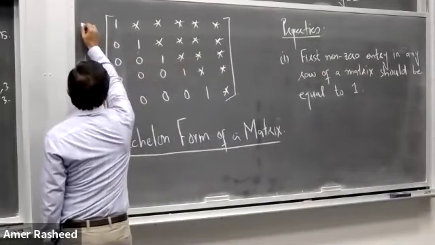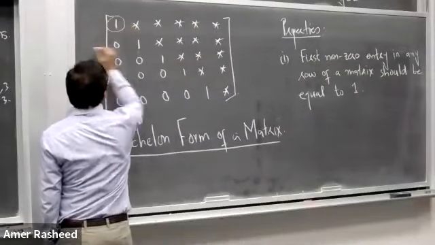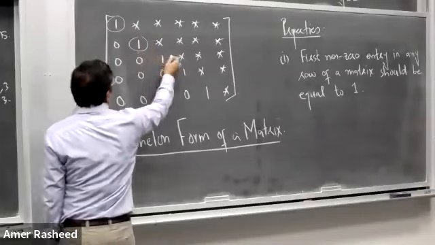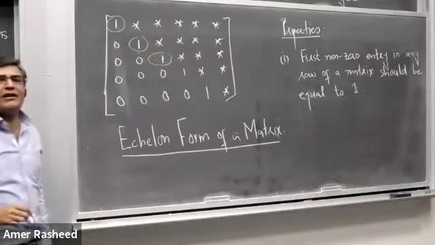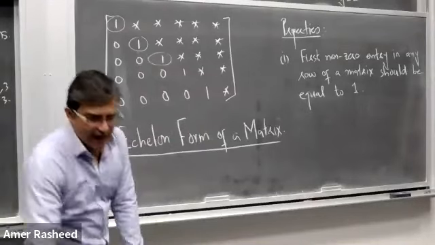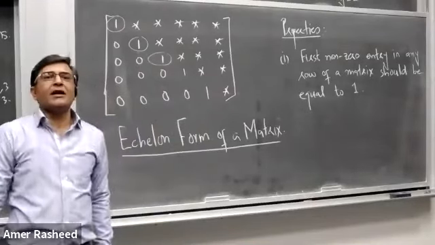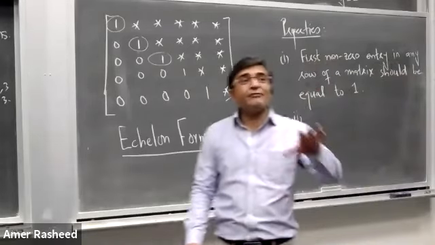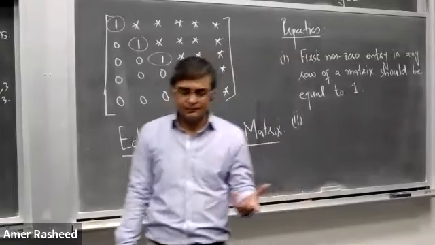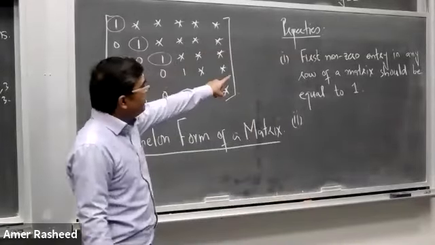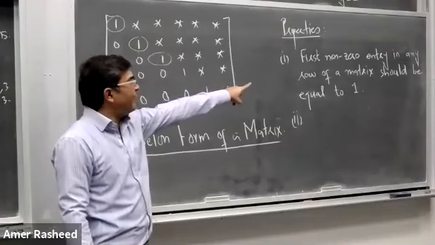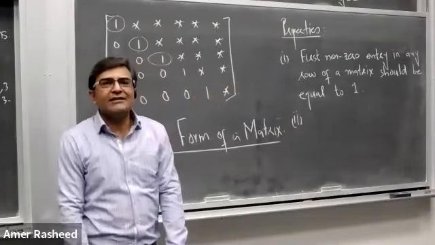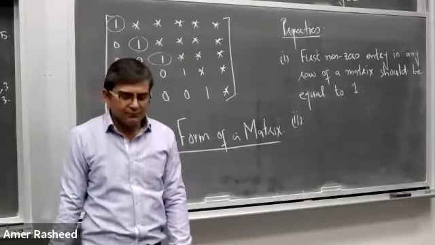आप देख सकते हैं कि फर्स्ट रो में पहली नॉन जीरो एंट्री 1 है, सेकंड रो में पहली नॉन जीरो एंट्री 1 है, थर्ड रो में पहली नॉन जीरो एंट्री 1 है. In each row you can see that the first non-zero entry is 1. You got it? 0 is not considered. First non-zero entry should be 1. Okay. लिखा हुआ है ना मैंने? First non-zero entry in any row of a matrix should be equal to 1. This is the first property of echelon form.